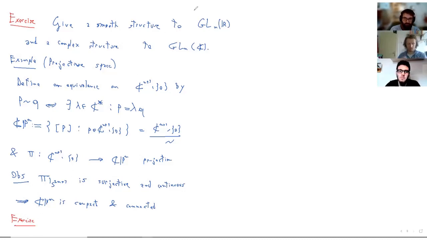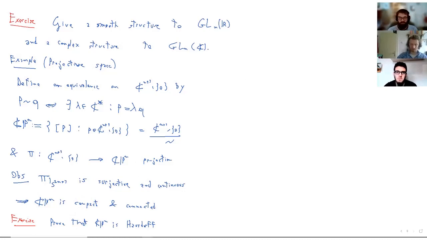Exercise: prove that CPn is Hausdorff. What I'm trying to do in this example is to prove that this projective space is in fact a manifold. So we need to show that it's paracompact and Hausdorff, first of all. Hausdorff is the exercise, and paracompact is for free because we know it's compact. So in particular, it's paracompact.